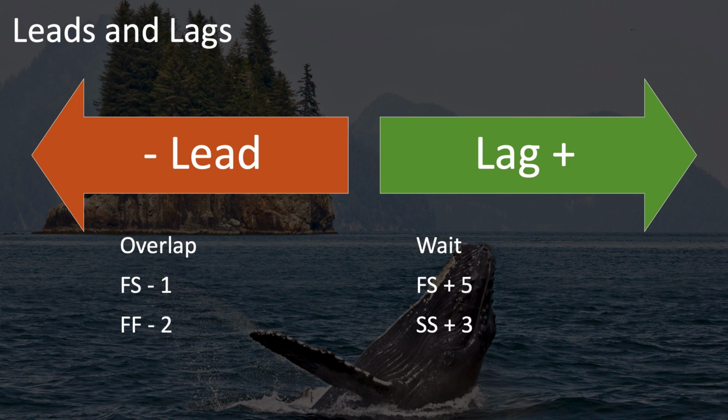So if you have a finish to start relationship, which is the most common, and you decide to overlap those by 1 day, that's not expressed as getting started on something a day earlier as a +1. It's expressed as getting started a day earlier as a -1. Because it's being moved to the left, it's negative.